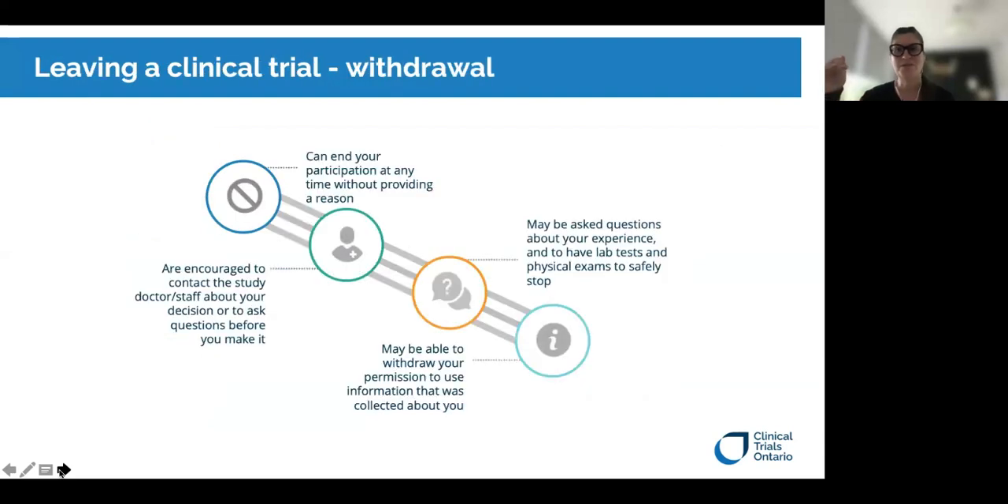Again, you can choose to leave a clinical trial at any time for any reason. You don't have to provide a reason. You'll probably be asked to give some insights as to why you're deciding to leave the trial. And again, that's up to you to decide if you'd like to share that information. I would encourage you, though, if you are deciding to withdraw from a trial, to ask questions and to have a conversation with the study team before you do so.